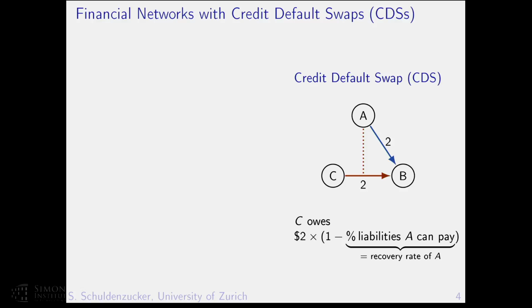C owes an amount of this notional, multiplied by 1 minus the percentage of liabilities that A can pay. This is also called the recovery rate of A. Now if you do the math, and if you assume that C cannot fail, which might or might not be realistic, then B is completely insured against the default of A. If you don't assume that C cannot fail, then his insurance is not complete. And in the real world, this contract might not be present, but this might still be.